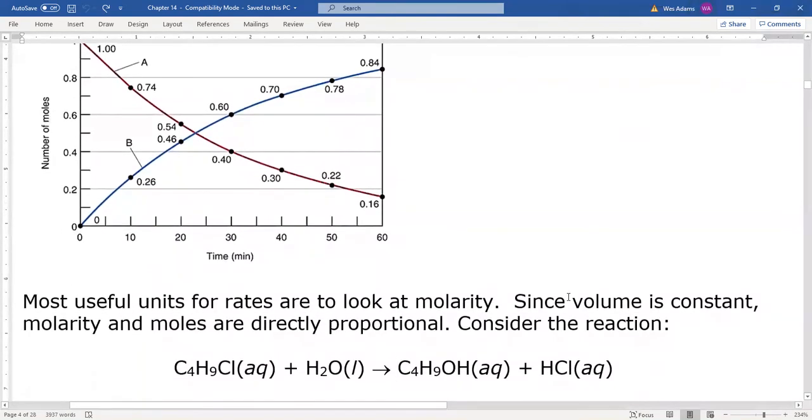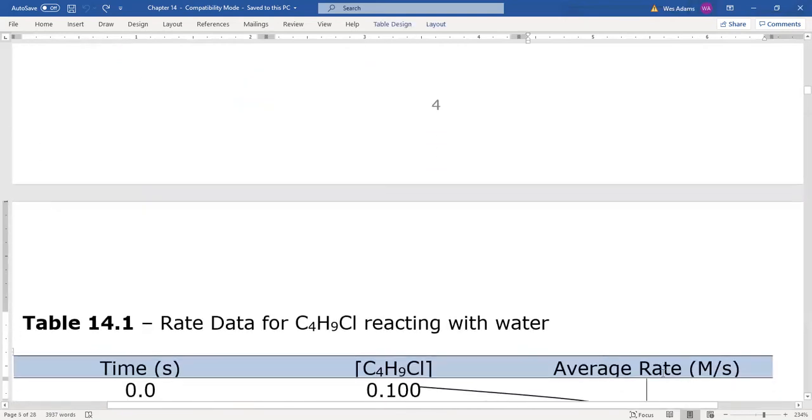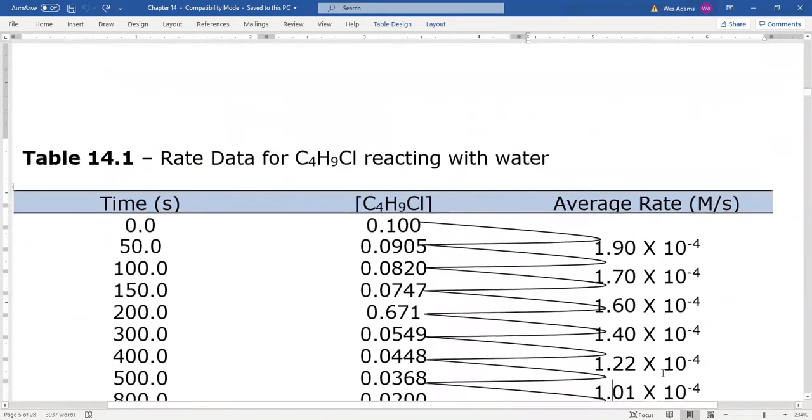A lot of times it's useful to look at molarity instead of moles, which is often what we will in fact do. And we can do that since molarity and moles are directly proportional at constant volume. Let's look at a reaction of chlorobutane reacting with water to produce butyl alcohol and HCl. Now, we can look at the rate of any of those things growing in or disappearing.